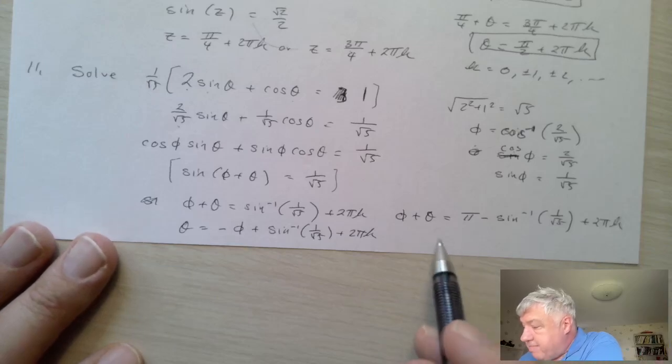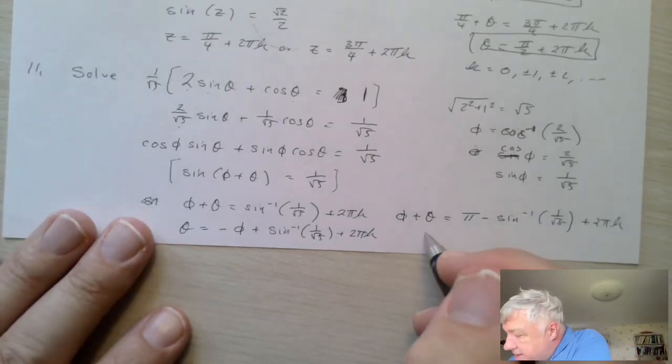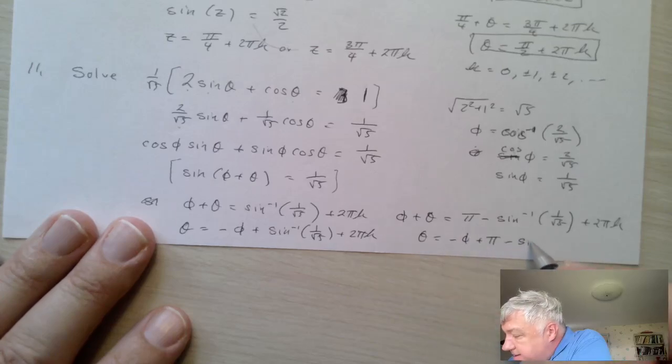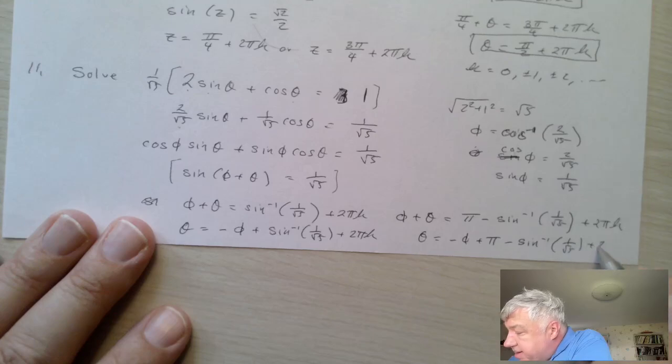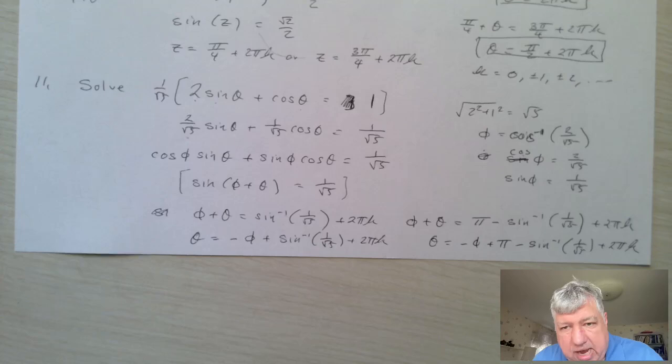And the same thing over here. You could find out what the other solution was. Theta would be minus phi plus pi minus the inverse sine of 1 over square root 5 plus 2 pi k. Okay. And you can use your calculator to find out what these things are.